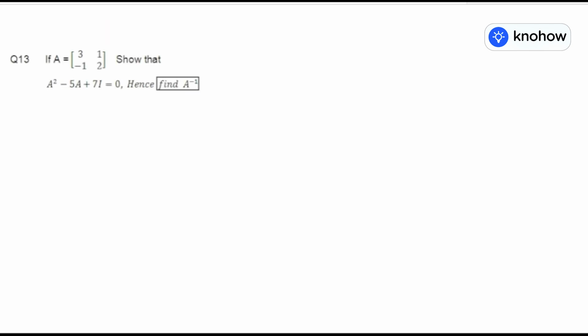If A is the matrix 3, 1, minus 1, 2, then show that A square minus 5A plus 7I equal to 0, and hence find A inverse. Now here I want to emphasize, when it is written "hence find A inverse", sometimes the students will work out A square minus 5A plus 7I equal to 0 matrix, fine. But then they will find A inverse by the usual method, that is 1 by determinant A into adjoint A, and that is not accepted.